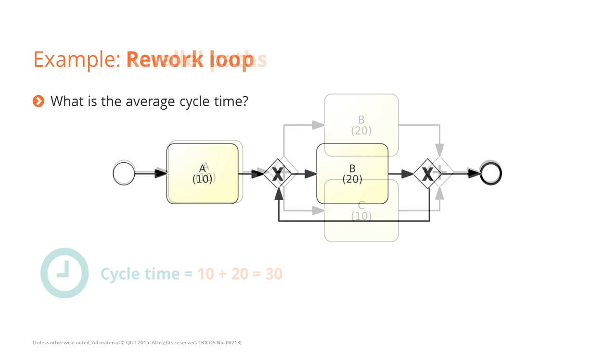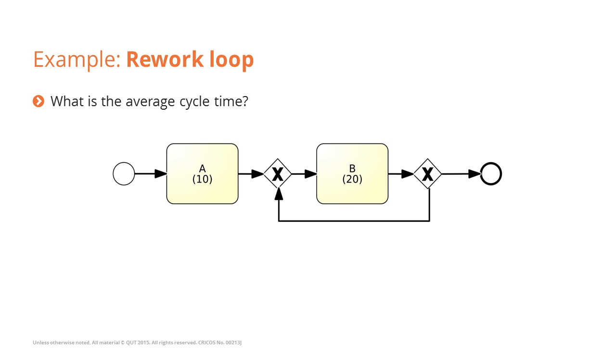Let's consider now another case where I have what I call a rework loop. A rework loop means that an activity may be repeated, meaning performed multiple times, and that could be multiple activities, not just one, but there is a block that is repeated multiple times. Like, for example, here I have an activity A, 10 minutes, followed by a rework loop where I perform B at least once, that's 20 minutes, and then I might repeat it. What is the average cycle time of this process?